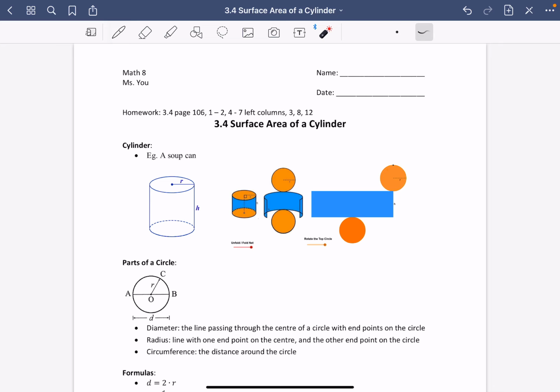Hello everyone, today we'll be going over two sections again. 3.4 surface area of a cylinder and 3.5 volume of a cylinder.